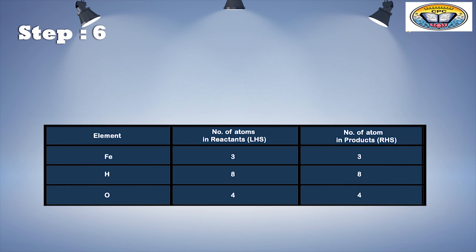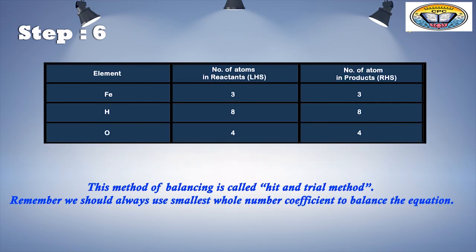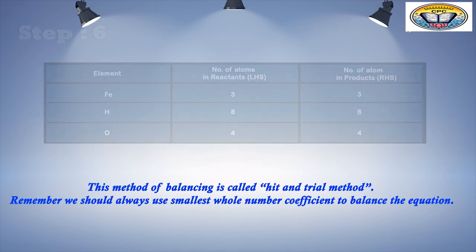Now we can see there are equal numbers of atoms on both sides of the arrow. Hence we can conclude this is the final balanced equation. This method of balancing is called the hit and trial method. Remember, we should always use the smallest whole number coefficient to balance any equation.